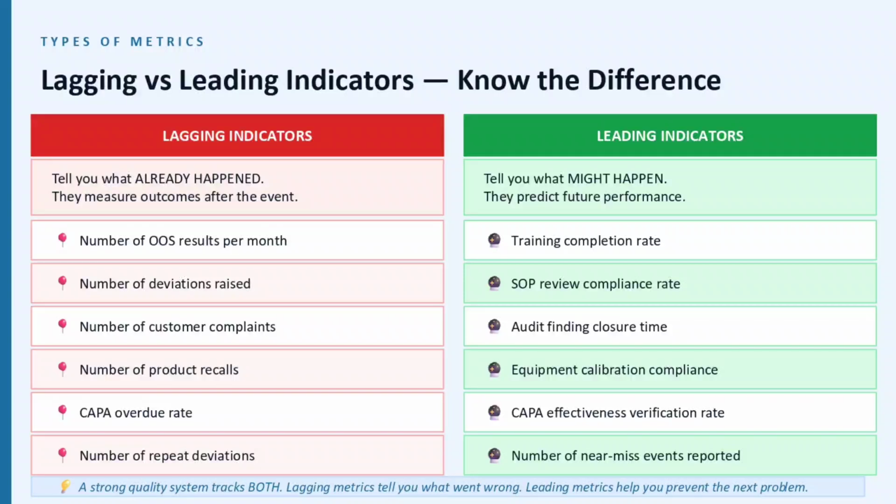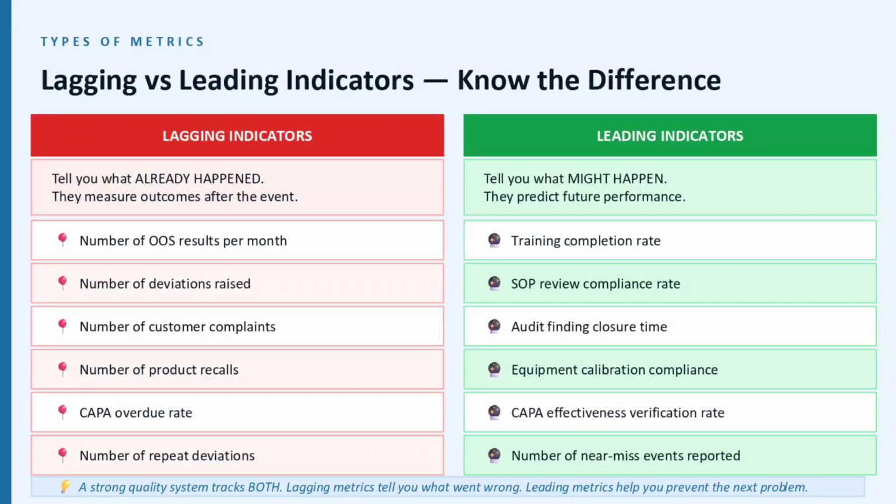Before we look at specific metrics, I want to make sure you understand a fundamental concept in performance measurement. The difference between lagging and leading indicators. Lagging indicators measure what has already happened. They are outcomes. The number of OOS results last month. The number of deviations raised this quarter. The number of customer complaints received. The number of product recalls. These metrics are important because they tell you the actual performance of the system. But they have one major limitation. By the time you see a problem in a lagging indicator, the damage is already done. The OOS already happened. The complaint already came in.